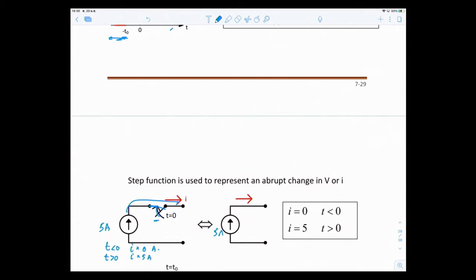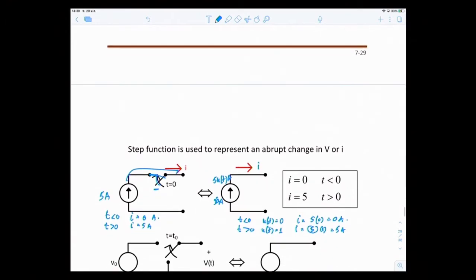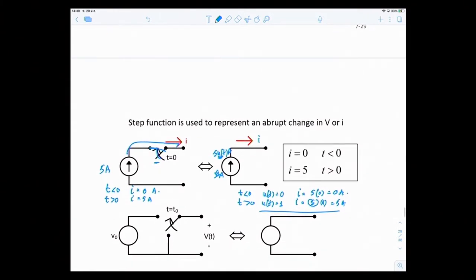What if I change this to 5u of t amps? This is I, still the same thing. For t less than 0, u of t is equal to 0, so I equals 5 times 0, equal to 0 amps. For t greater than 0, the unit step is equal to 1, so I is equal to 5 times 1, equal to 5 amps. So same thing. That's why we use u of t instead of a switch. Okay, what about a voltage source?